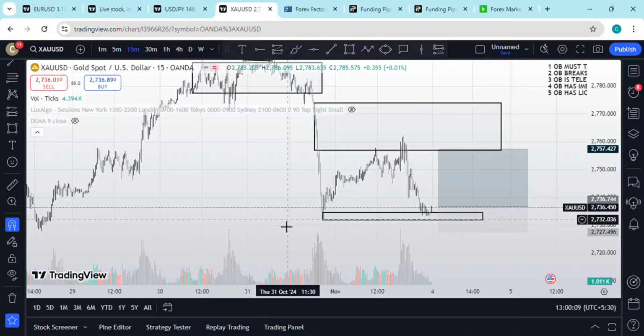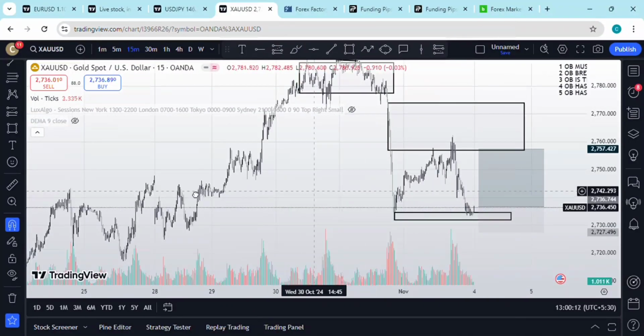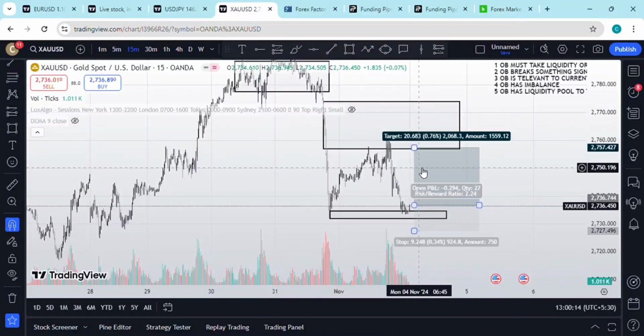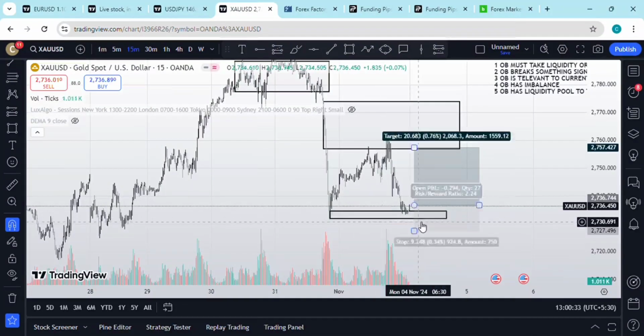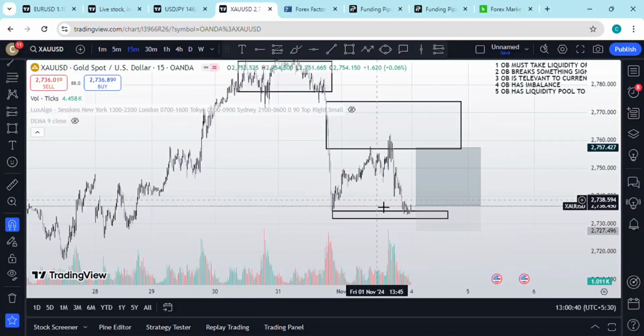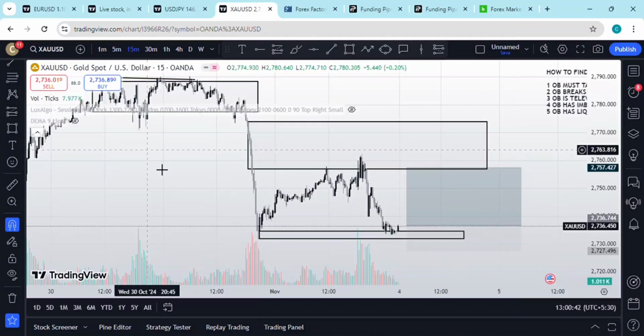I feel like tomorrow the market is going to test again. Let me share a secret with you for gold: gold usually tries to test a level twice, then it breaks it. So I feel like it has been tested twice. This one is once, this one twice, and I feel like it's going to be tested again. After testing this, I feel like it's going to break the structure.